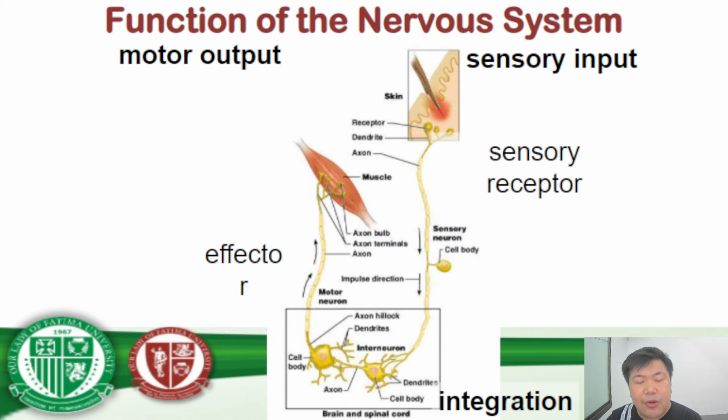And in the brain or spinal cord, a process will be done which is called integration. Okay? In that integration, a decision will be made regarding the stimulus that has been received by the body. Once a decision has been made, then they will send a signal via what we call motor neuron, and that signal will be sent to our effector organs or muscles.